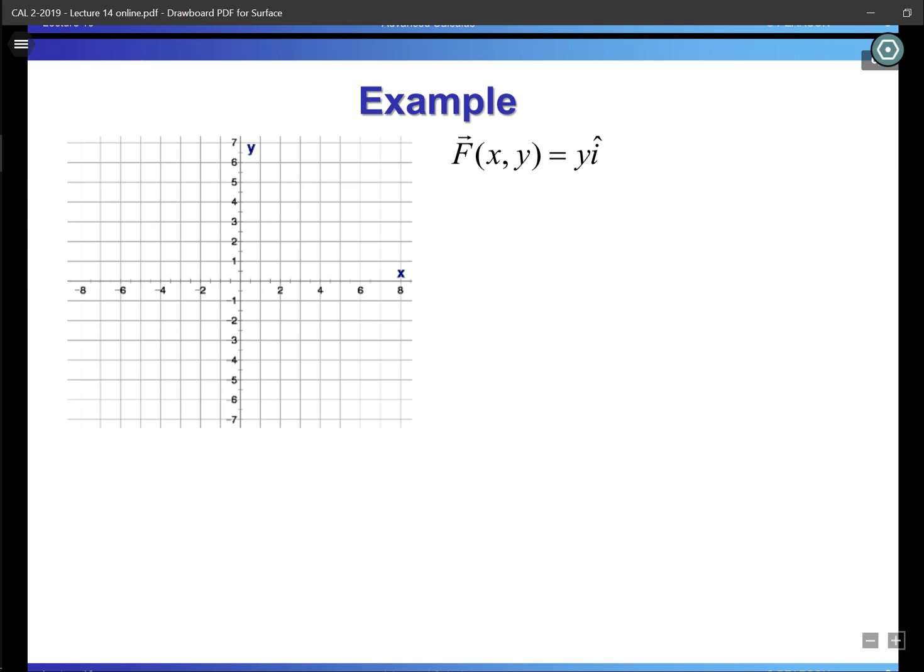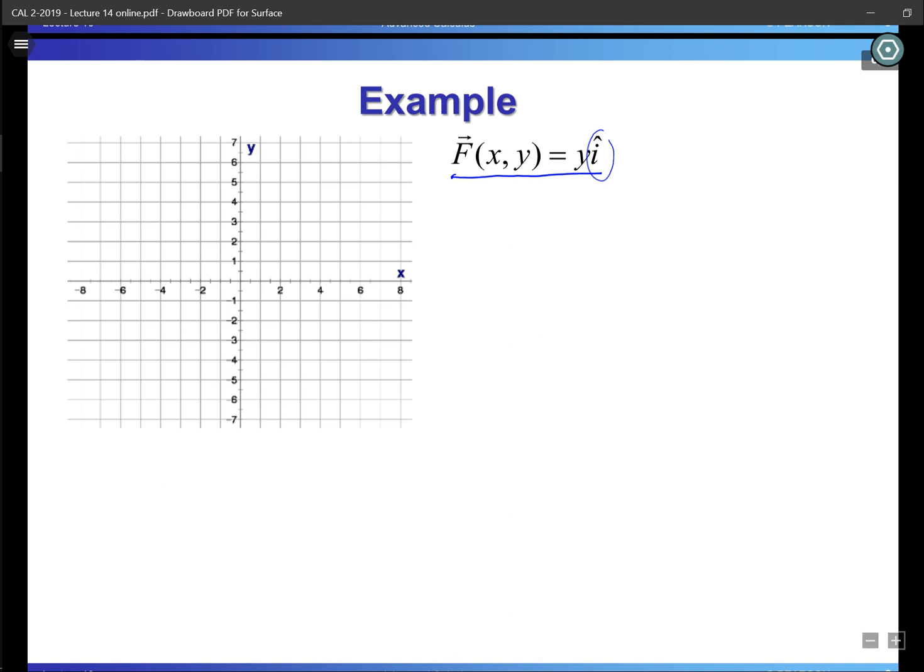So I give you this vector field F equal to yi. Now let's draw the vector field of this on the graph. You can see that the vector field here is going to point in the x direction only, and it's going to increase with the value of y. Let's take a look here.